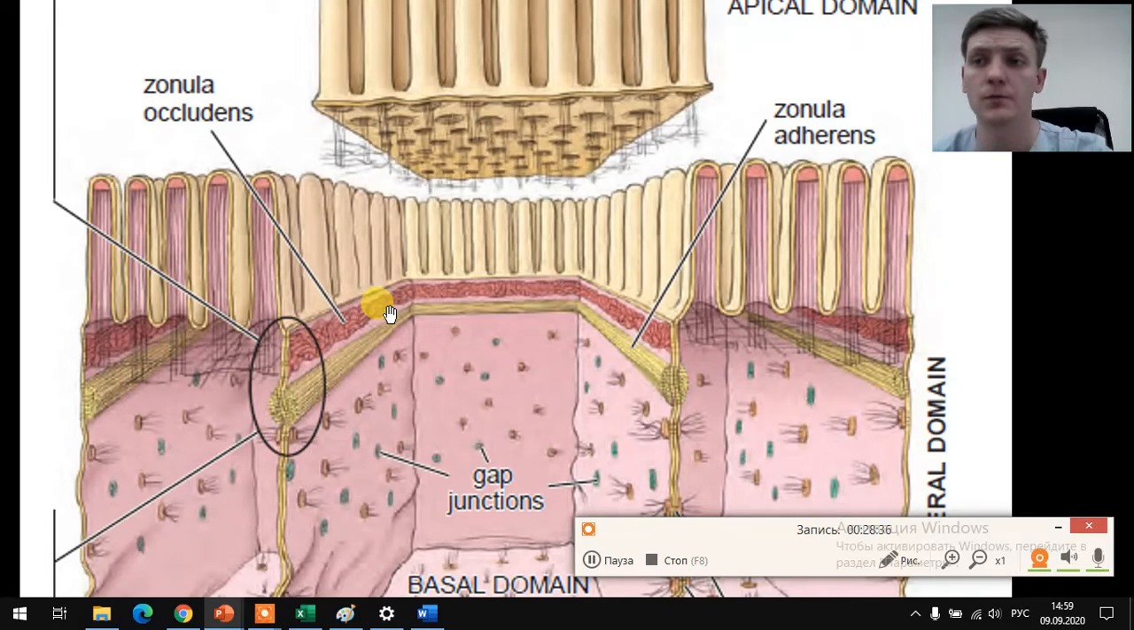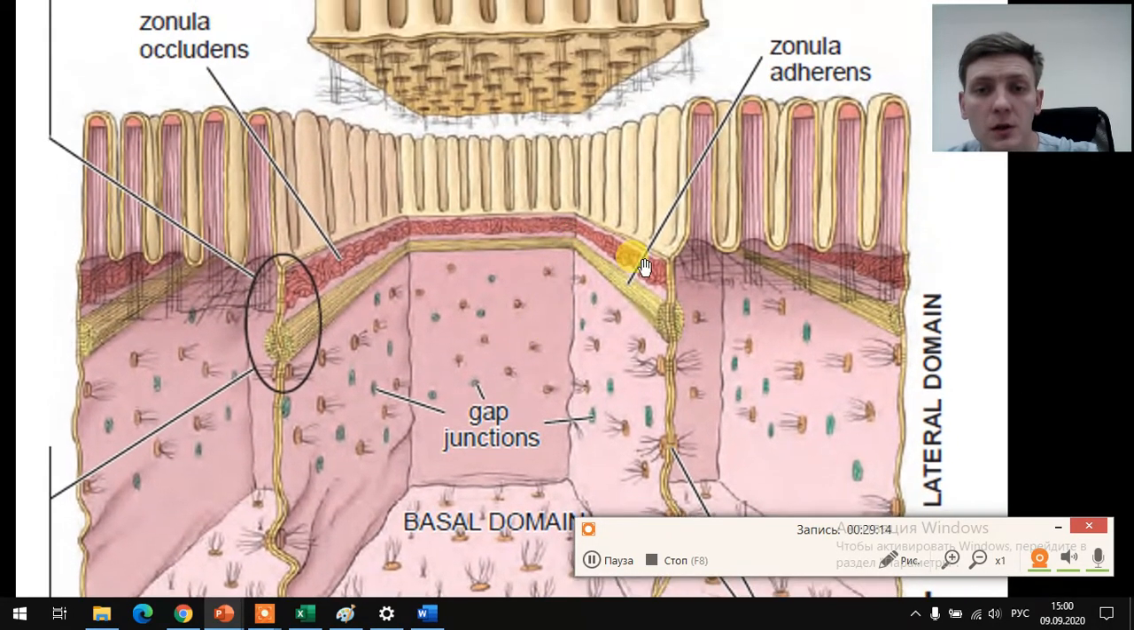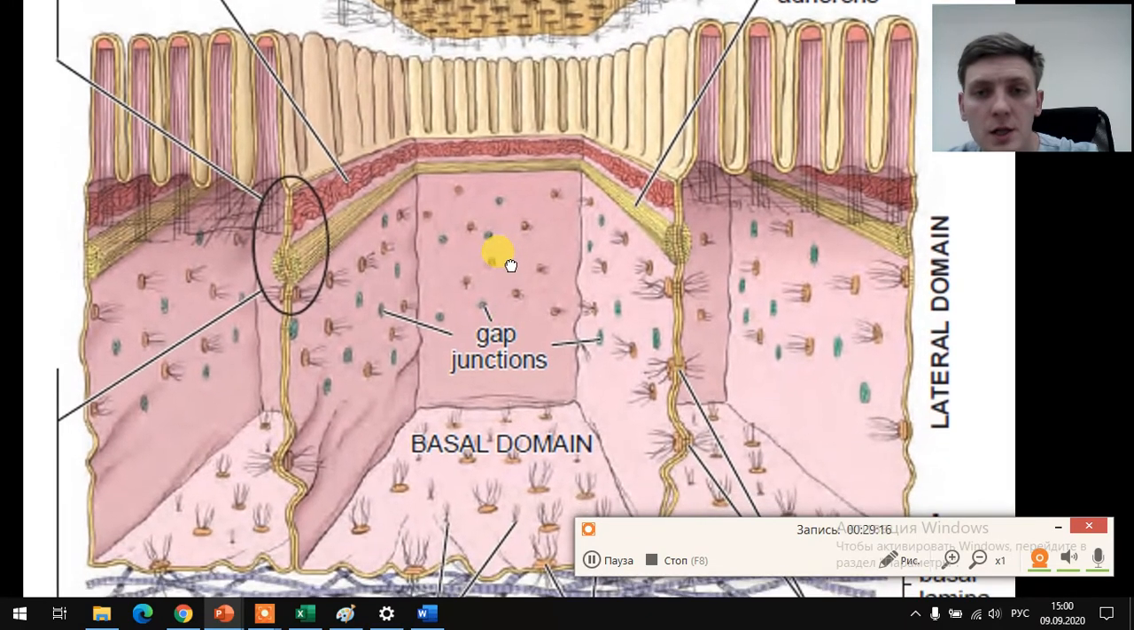So okay, let's return back to the example of the plumber. When you stick it together with some glue, this glue is not going to keep the insulation between the cells. But the possession of zonal adherence makes them glued together much harder, and they don't allow ungluing of the cells from each other. Okay, that's apical domain, lateral domain, and tight junction of lateral domain.